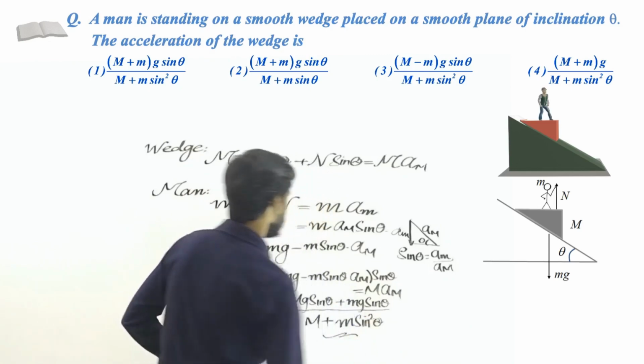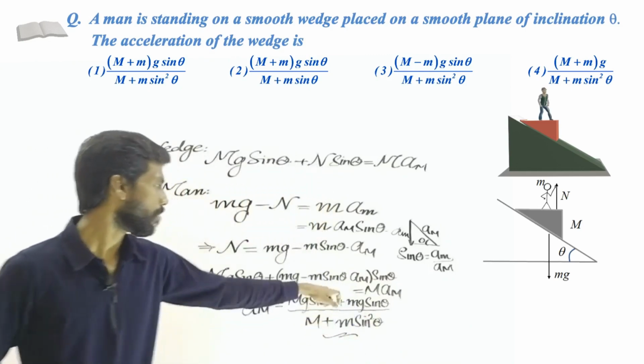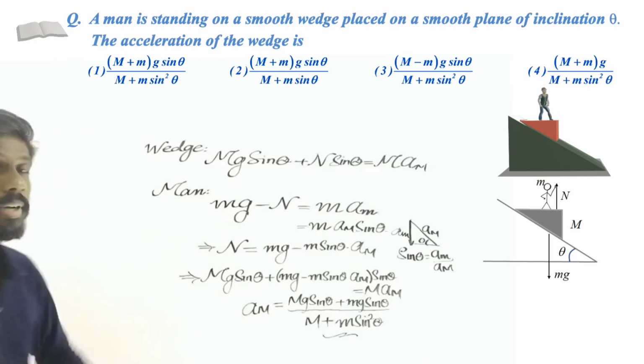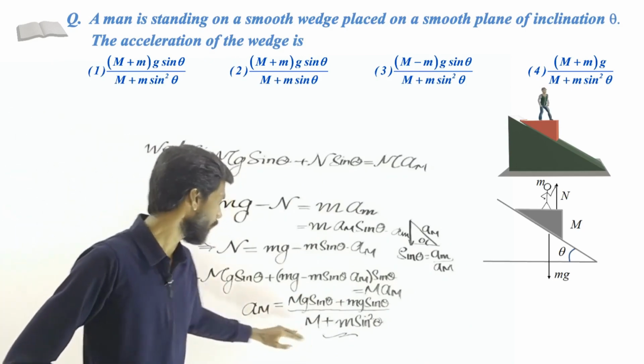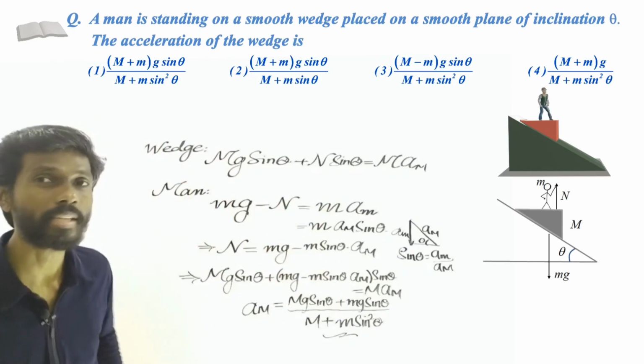So that is the answer, right? So Mg sine theta plus small mg sine theta divided by M plus m sine square theta. So that is our required acceleration of the wedge. Yes, so that is the answer.